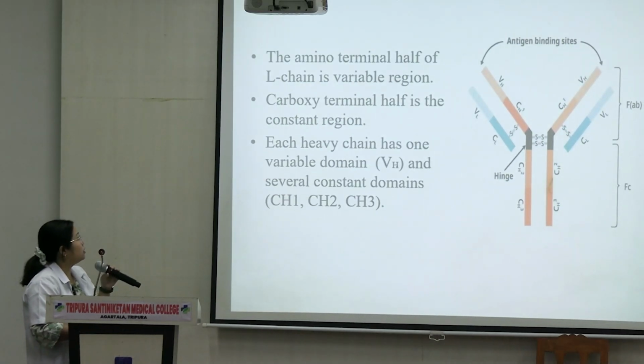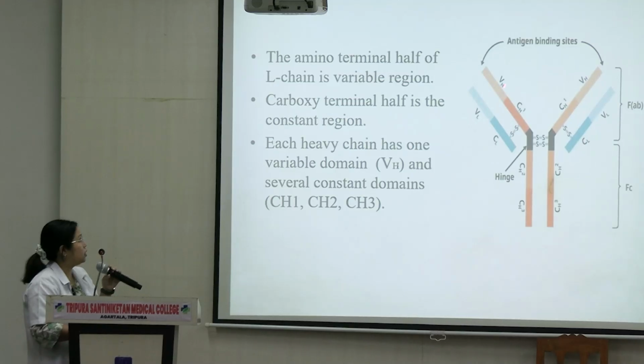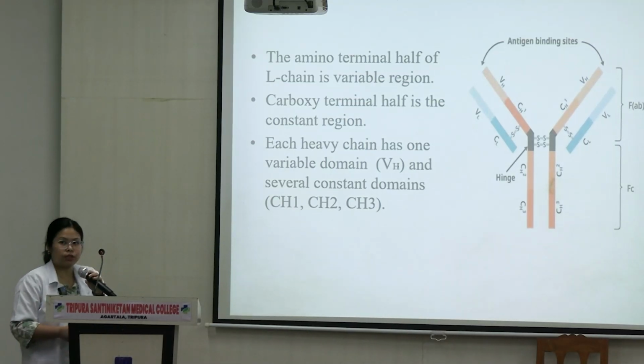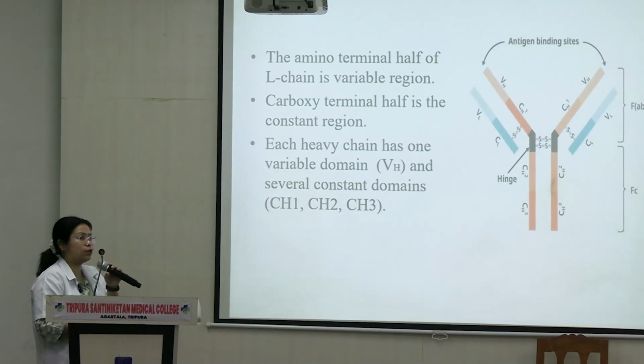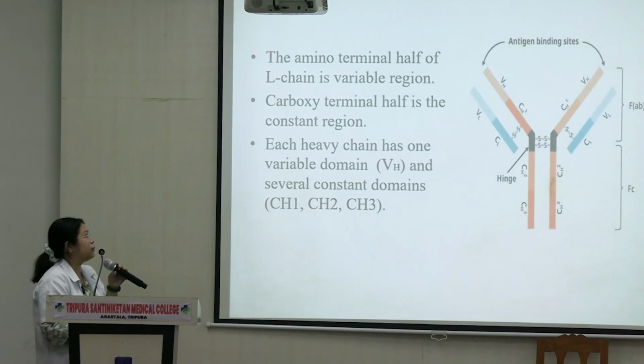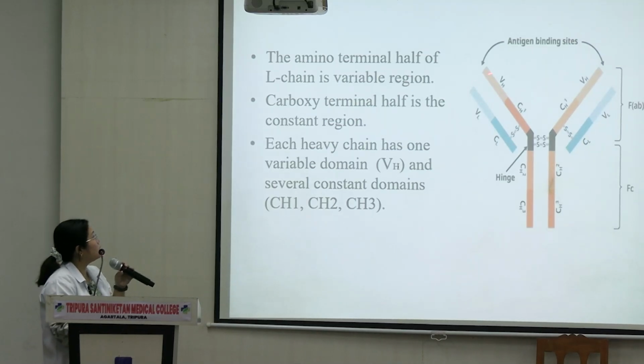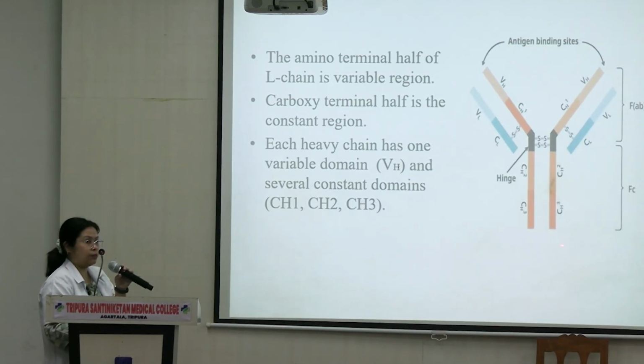The amino terminal is the variable region. So V is variable region. So the variable region is denoted by the letter V. Constant is by the letter C. Easy to remember. So this is the amino terminal. This is the carboxy terminal.